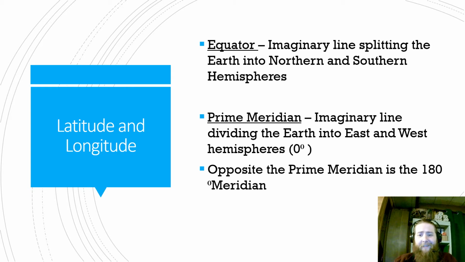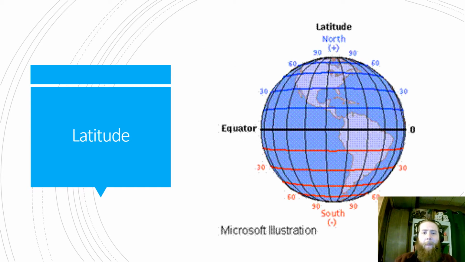The equator is really nice. It goes all the way around the globe. There's no mixing it up with anything else. But the meridians are a little bit weird. There's the prime meridian, and then there's the opposite, the 180 degree meridian.